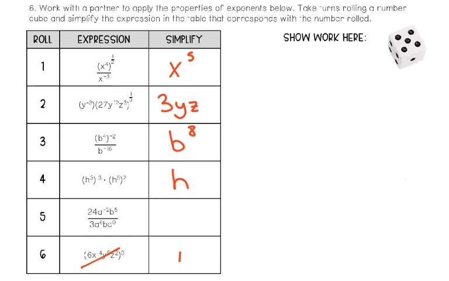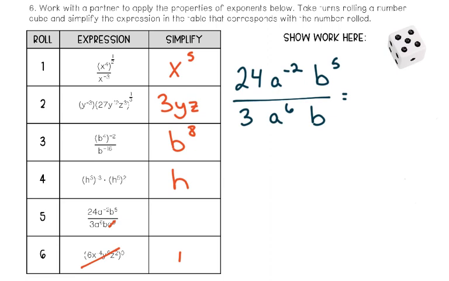All right, you're unlucky. You got stuck with the hardest problem on here. Go ahead and try number 5 all by yourself, and then press play when you're ready to check. The easiest thing would be to take anything to the 0 power is 1, so just ignore it.